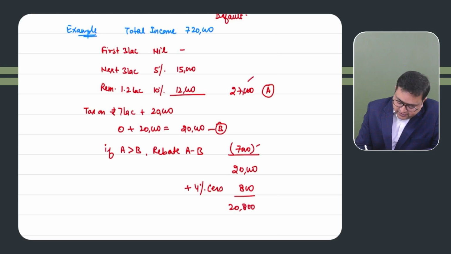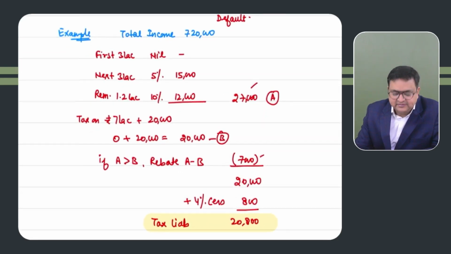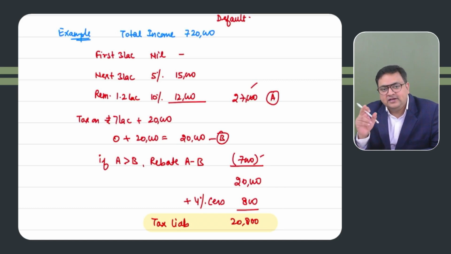20,800 would be your tax liability. Got it? So I believe that you are able to recall this provision also. I believe you must have done it in your regular class or practice batches, etc. Right? So this is the concept of marginal relief also in the case of default regime.